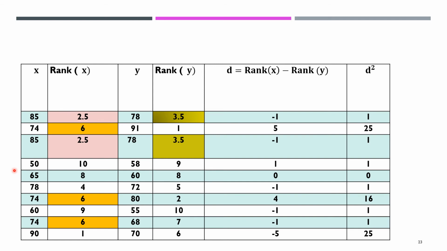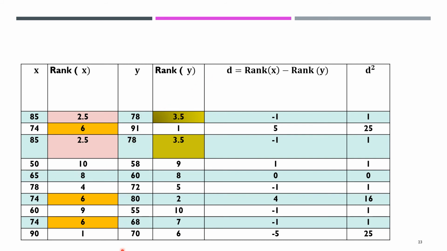Okay. So depending upon how many ranks are repeated, take the average of those ranks. Here the ranks 5, 6, 7 are repeated, so we have to calculate the average of 5 plus 6 plus 7 divided by 3, which comes out to be 6. So we are giving 6, 6, 6 to these 74 numbers. Once 5, 6, 7 are gone, the next rank is 8. That is 65, then 9 for 60, and then 10 for 50.